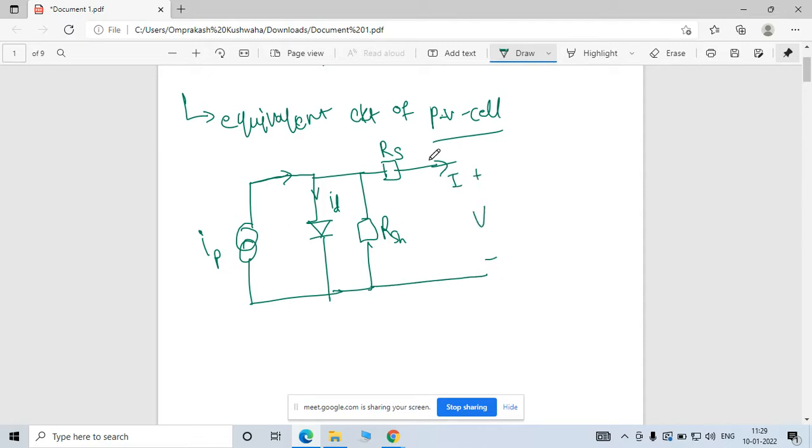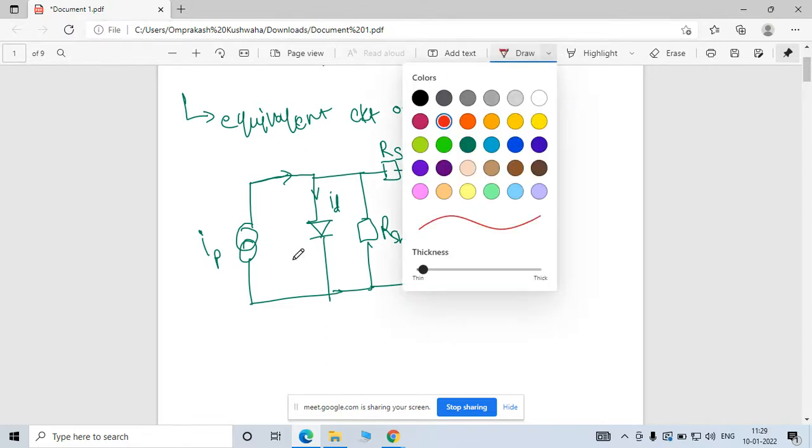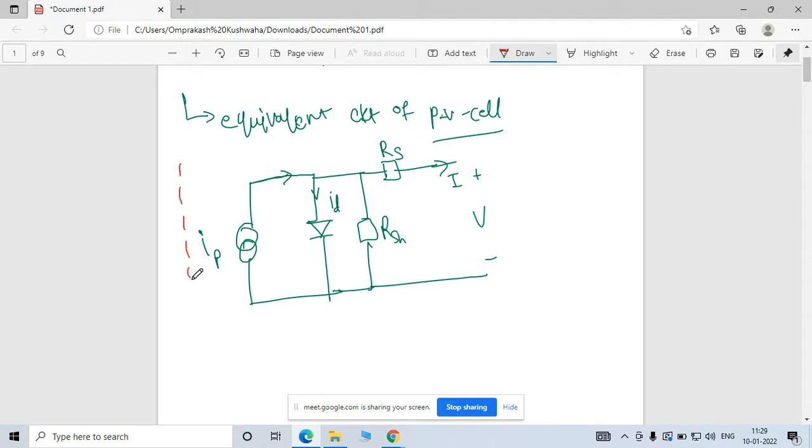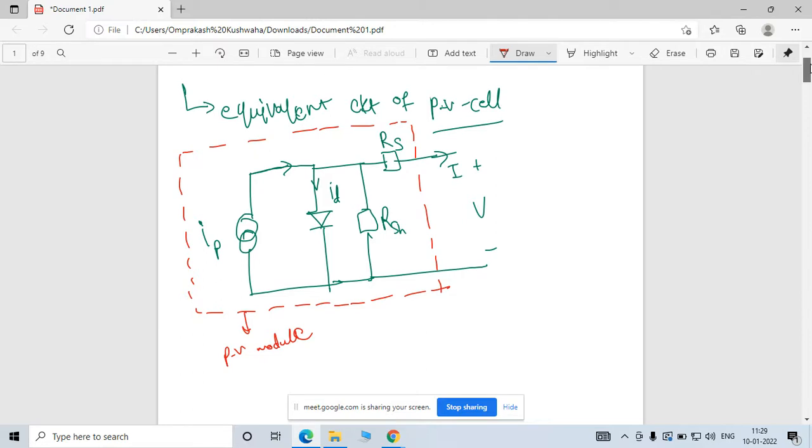So how to get this parameter? This is nothing but your solar cell, or you can say solar module, PV module. You can draw this circuit with the help of the characteristic equation of your solar cell.